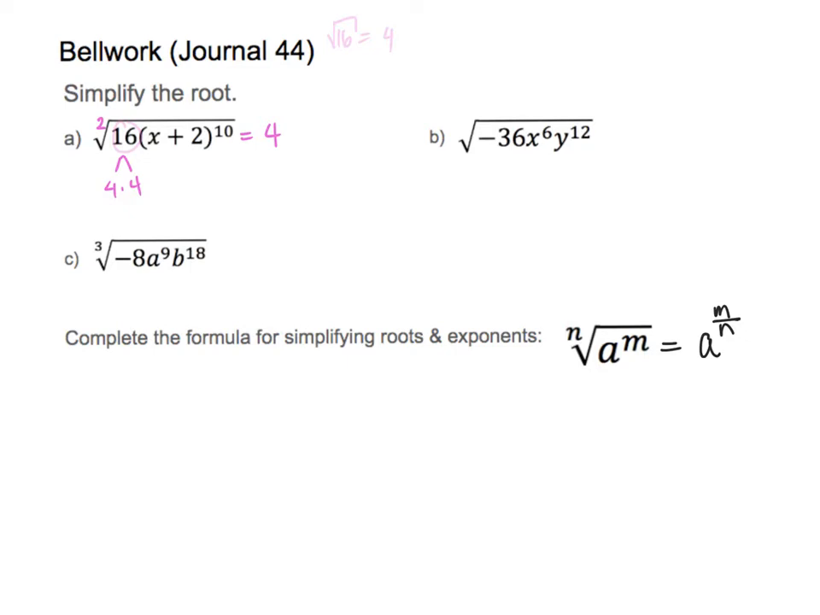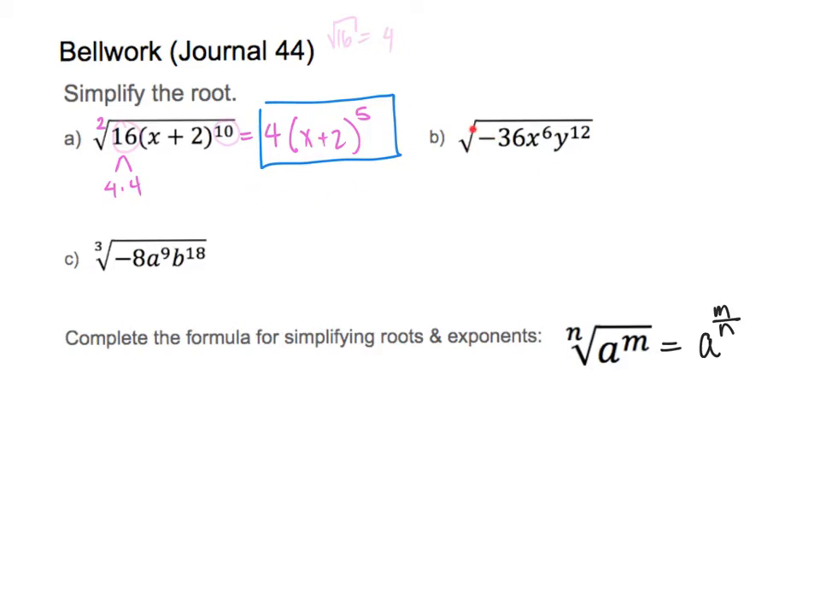And then looking at this here, you have a parentheses. So when you have parentheses, you're going to copy and paste that over and just take care of the exponent. So I'm going to grab the x plus 2. And then my exponent here is a 10. So I'm going to take the 10 divided by 2 to get 5. And then this here is my simplified root. Notice here I don't have the square root visible anymore because I've taken the square root.